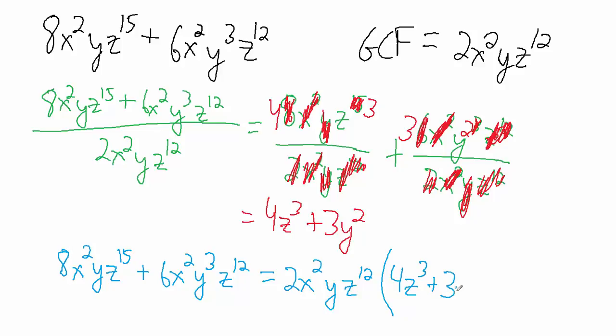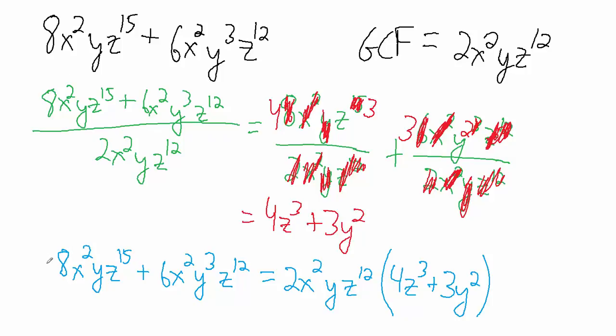plus 3y squared. So again, just remember that factoring is just dividing. So when we factor using the greatest common factor here, or factor using any method, we're just dividing. Factoring is just dividing. But it's really apparent when we factor by the greatest common factor. It's really clear that what we're just doing is dividing.